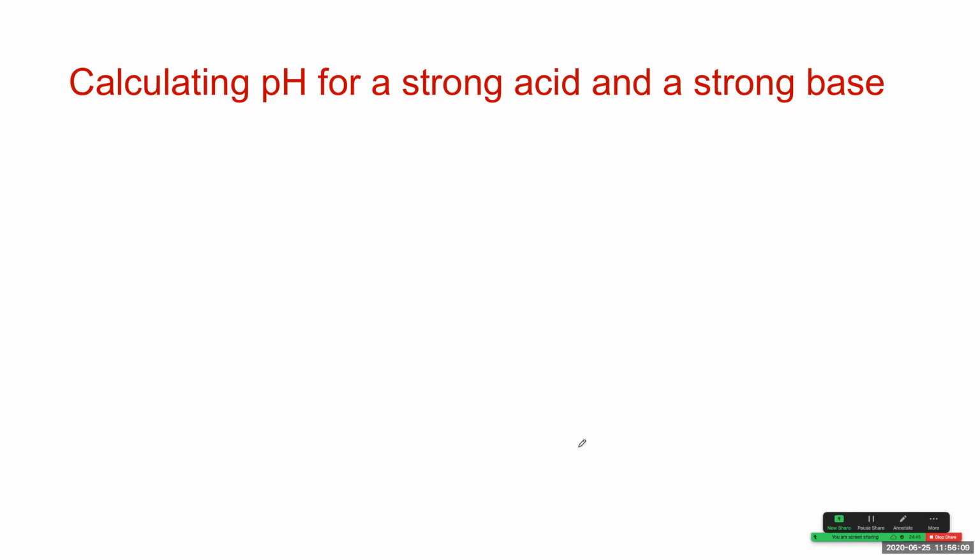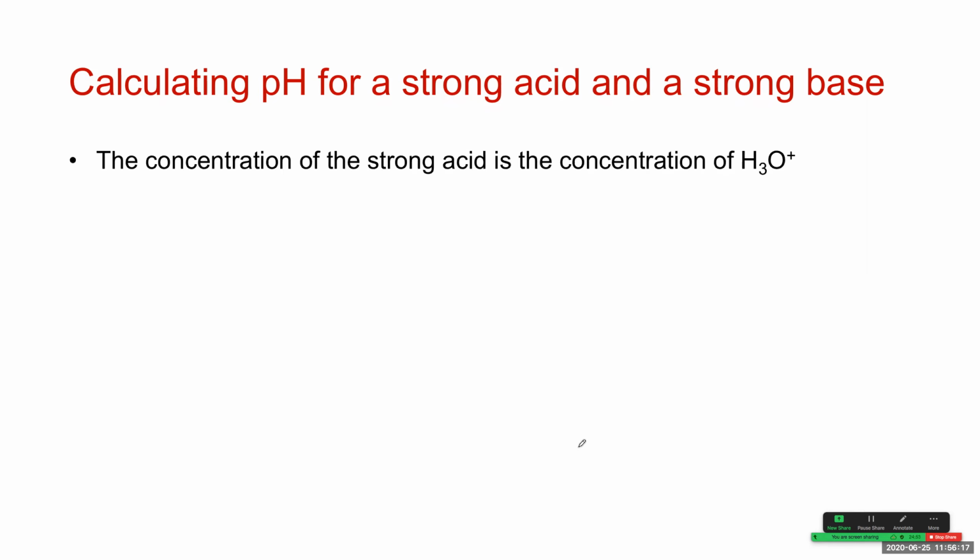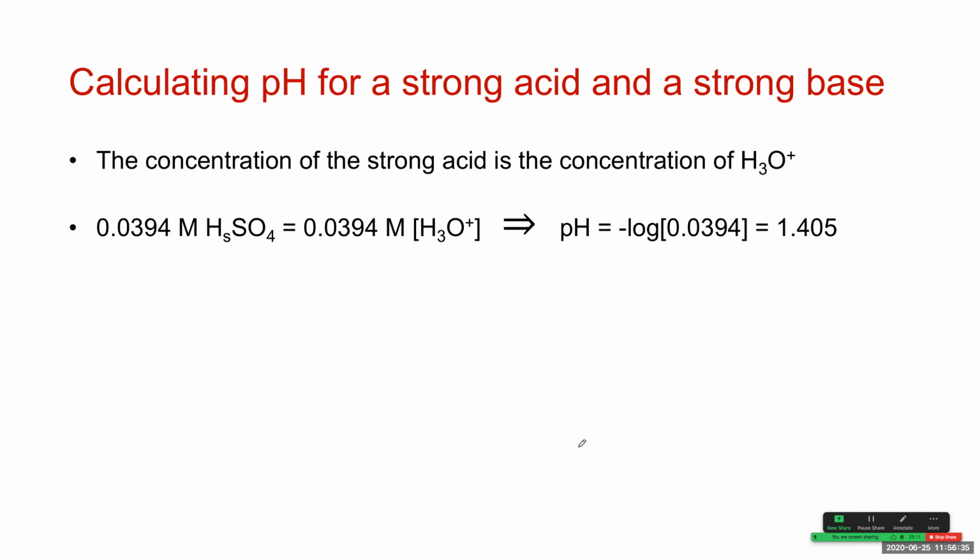So let's go on to calculating the pH for strong acids and strong bases, and then also for the pH for a weak acid and a weak base. The concentration of the strong acid is the concentration of the hydronium. Remember, pH is based on the concentration of the hydronium, not the acid. It's the hydronium that the acid produced.